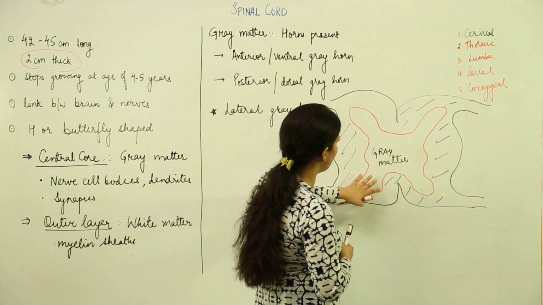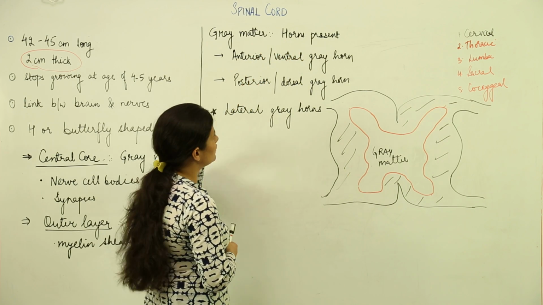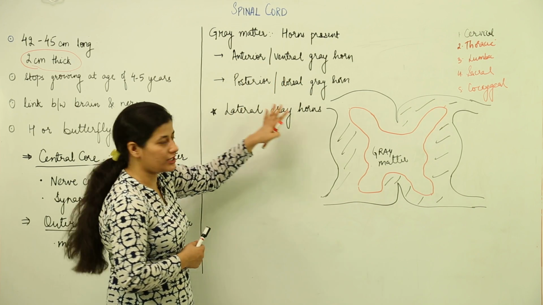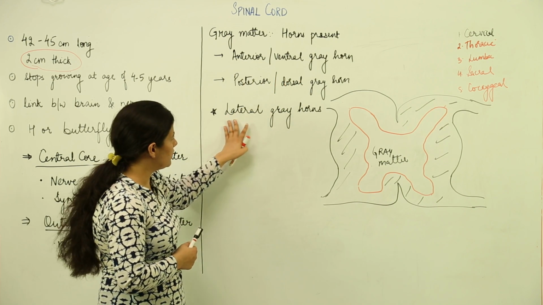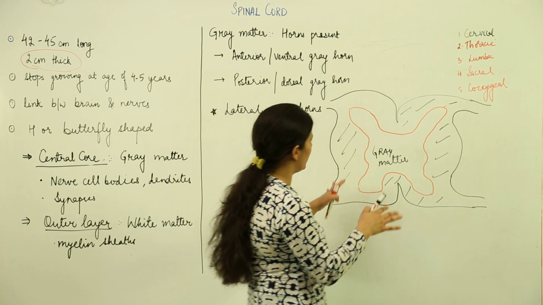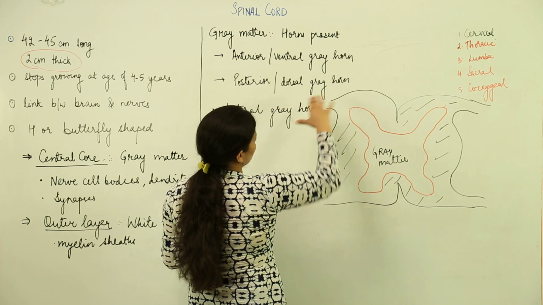Now, the next thing that you have to remember and understand is that this grey matter is identified by the presence of horns. There are anterior grey horns and posterior grey horns, and apart from these we have lateral grey horns as well. I will come to what lateral grey horns are and where they would be found, but for now you need to know the anterior or ventral grey horn.